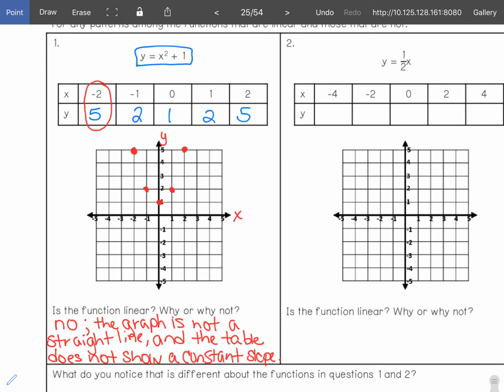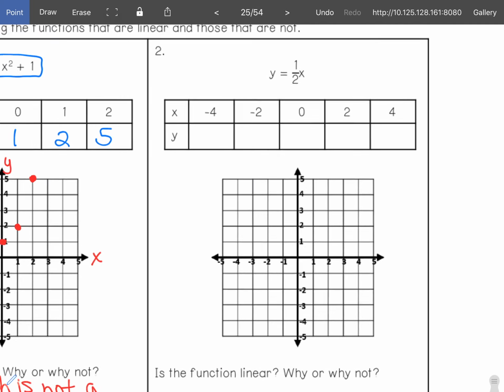But if we use this pair, 2 minus 1 would be 1, and the difference here is 1, and that's 1 over 1, which is 1. So using these pairs, we get a slope of 3, but if we use these pairs, we get a slope of 1. And that won't happen if it's a line. If it's a line, the slope will be constant. It will be the same no matter what ordered pairs you use. All right, let's go look at number 2.